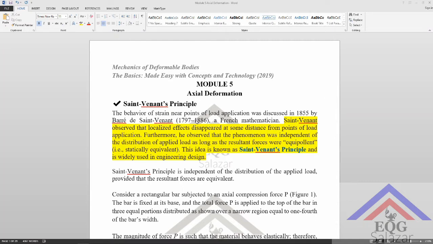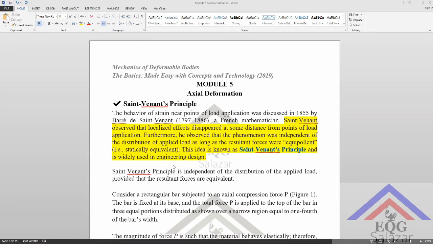So moving on to Saint Venant's principle. Saint Venant's principle is basically based off the observation that localized effects disappeared at some distance from points of load application. Furthermore, he observed that the phenomenon was independent of the distribution of applied load as long as the resultant forces were equipollent or statically equivalent. So this idea is known as Saint Venant's principle and is widely used in engineering.